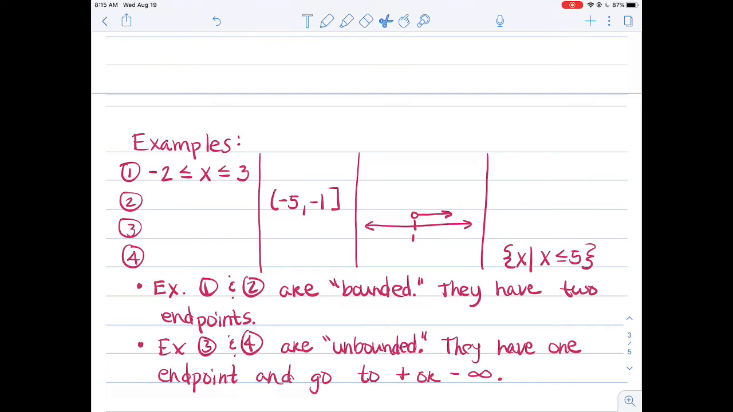Let's put everything together now with some examples. So I'd like you to write down these 4 examples and notice that we have each example written in a different type of notation, or in one case a graph. So go ahead and write those down and then come back and we'll fill in the rest of the notations.